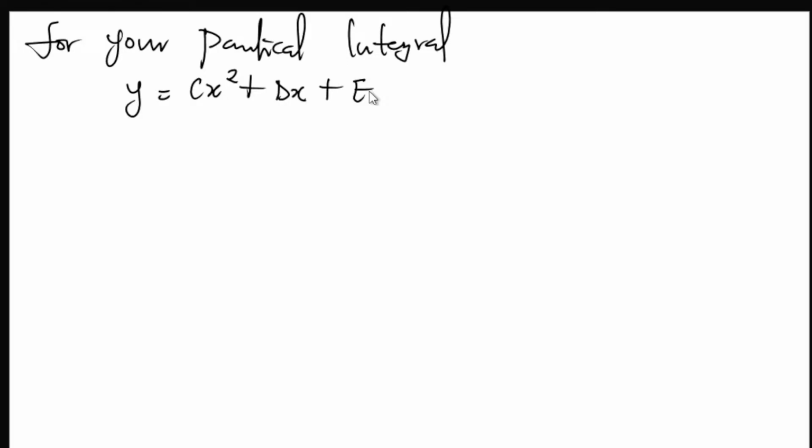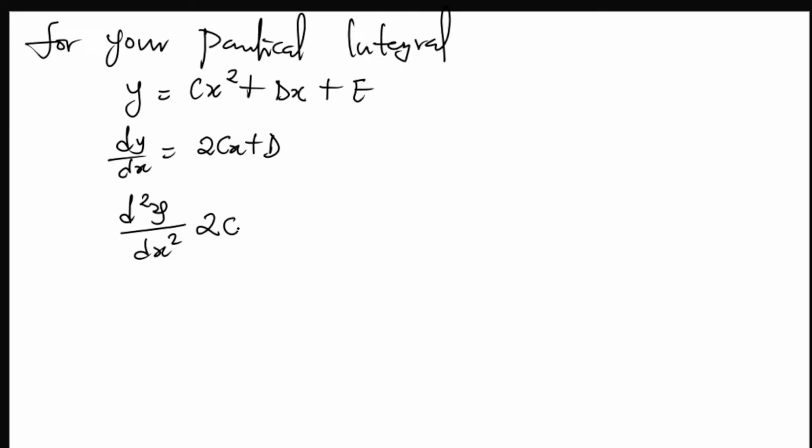The next thing is to get the differential, to differentiate with respect to x here. Now if you differentiate this equation with respect to x, you simply have that dy over dx will simply be 2cx plus D. Are we together? Now you've differentiated this equation with respect to x. What do you do next? You differentiate again. If you are differentiating again, you simply have that d square y over dx square, and that will give you 2c. Are we together?